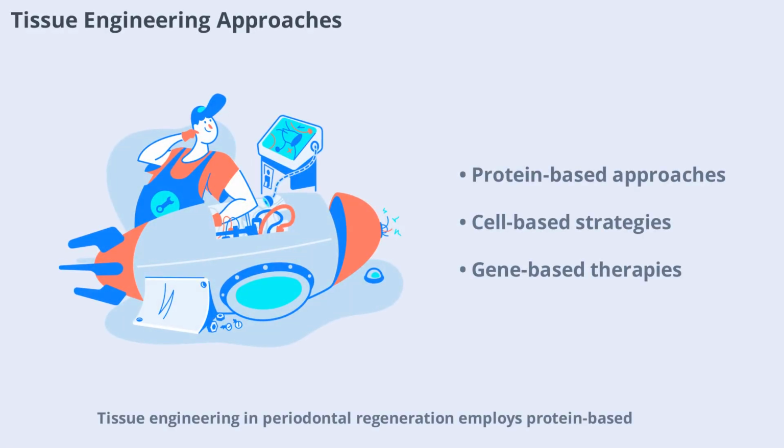Tissue engineering in periodontal regeneration employs protein-based, cell-based, and gene-based strategies. The goal is to reconstruct lost tissues by combining three essential elements: a scaffold to support cell growth, signaling molecules to direct cell behavior, and cells capable of regenerating the desired tissue. Advances in tissue engineering hold great promise for the future of periodontal therapy, offering more predictable and effective regenerative solutions.